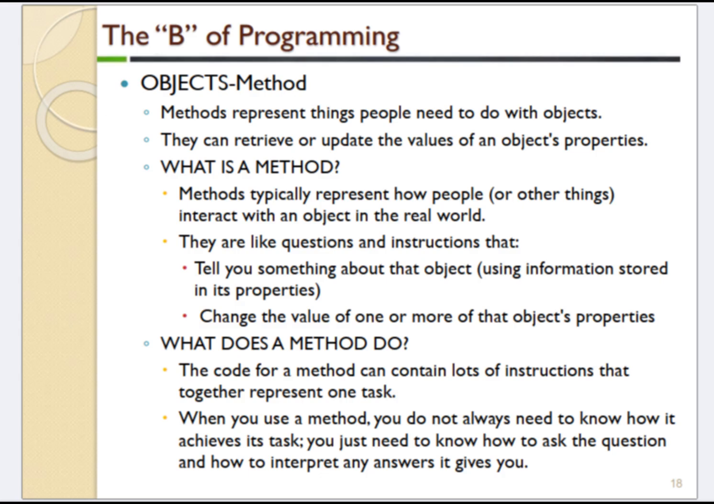They can retrieve or update the values of an object's properties. What is a method? Methods typically represent how people, or other things, interact with an object in the real world. They are like questions and instructions that tell you something about that object, using information stored in its properties. Change the value of one or more of that object's properties.